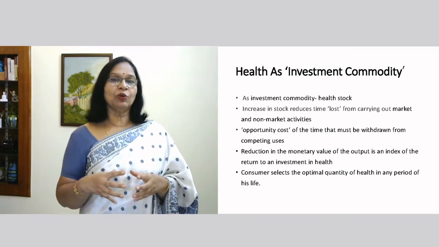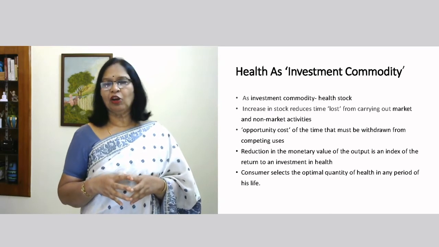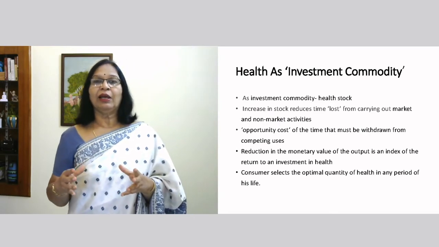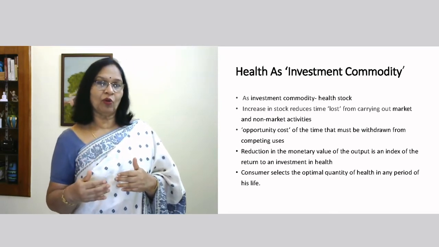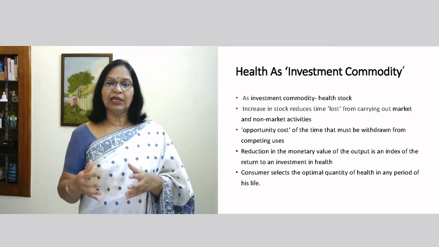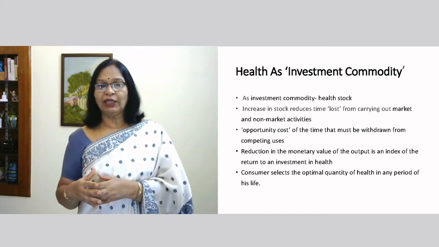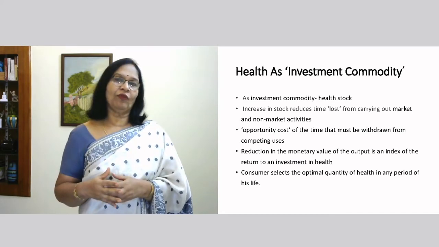So consumers also select an optimal quantity of health. That means there cannot be endless demand for health in that sense, because the budget always restricts the quantity of health that a person has. So each individual selects the optimum quantity of health in any given period of his life.